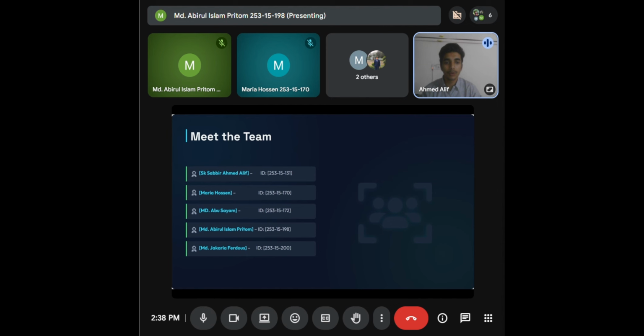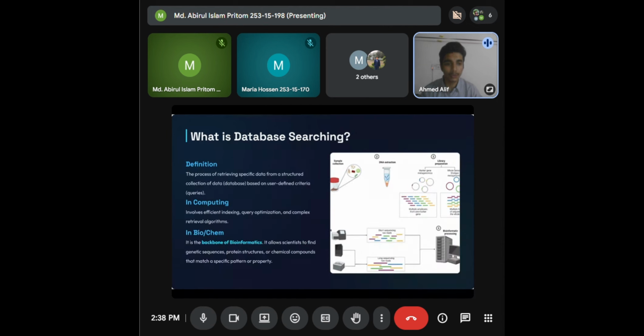Now I will start our presentation with the basic concept of database searching. In this slide, I will talk about what database searching is. Database searching means finding specific information from a large collection of data, which we call a database. In computing, it uses different techniques like indexing and query processing so that data can be found quickly and accurately.